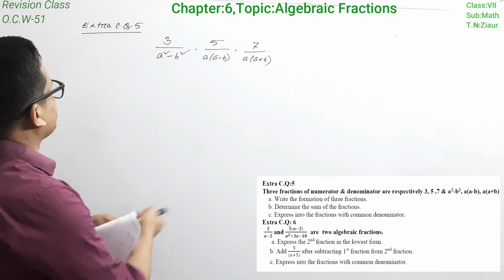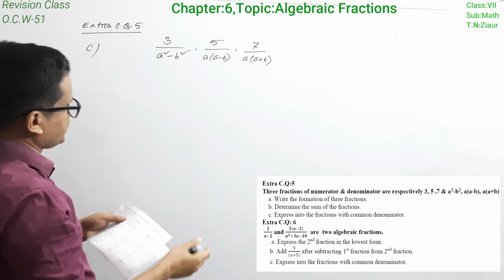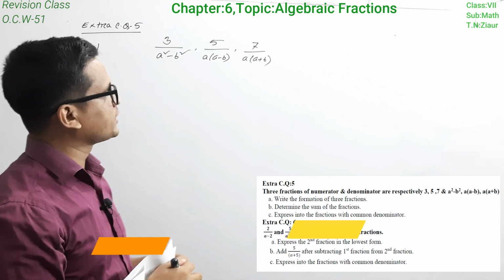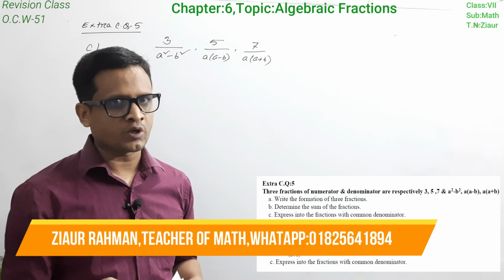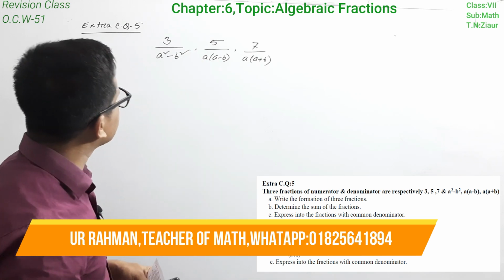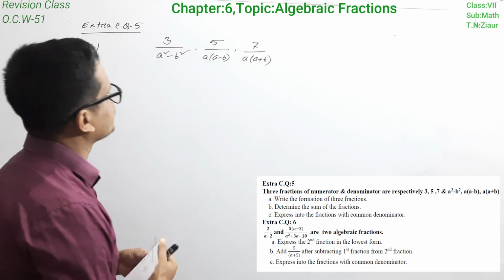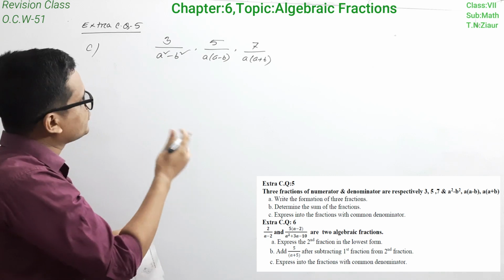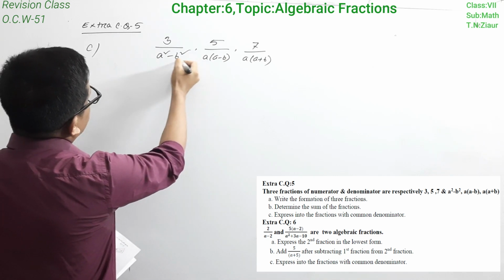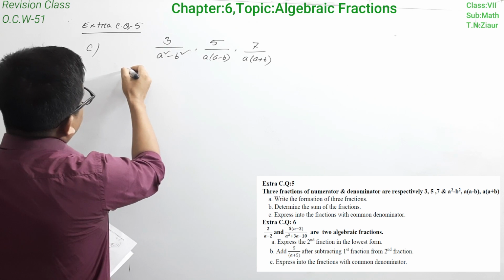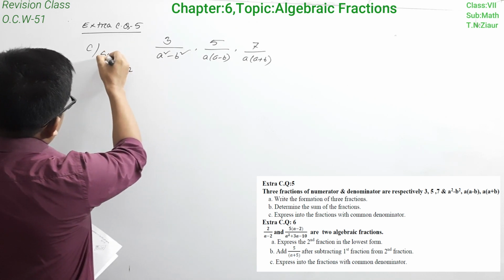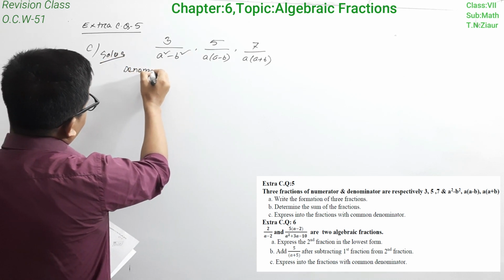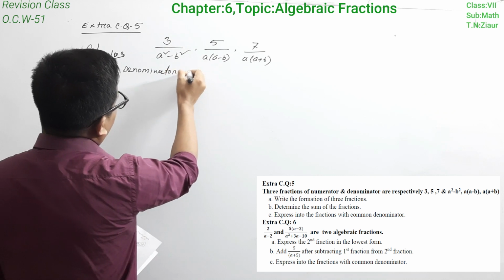Now, C number. Here three fractions are given. Express them as fractions with a common denominator. If you want to find the common denominator, first you have to find the LCM of the denominators. Here the given denominators are a square minus b square, a into a minus b, and a into a plus b. So first we have to find the LCM, and before finding the LCM we have to find the factors. Now the first denominator, of the first fraction, we can write the solution.